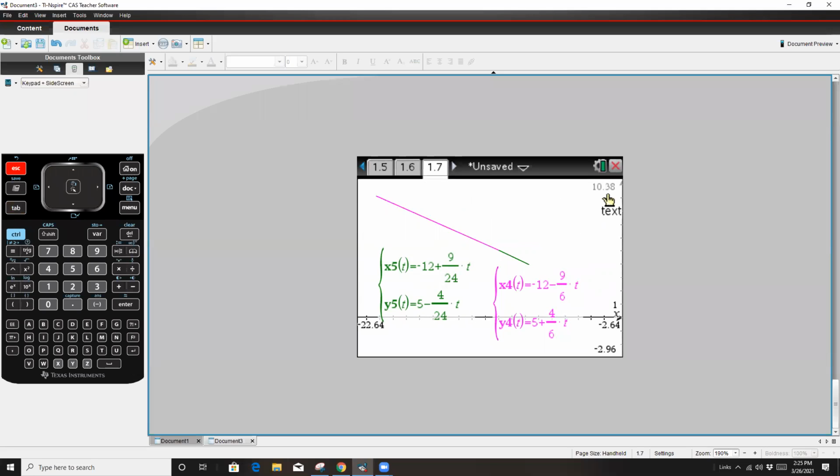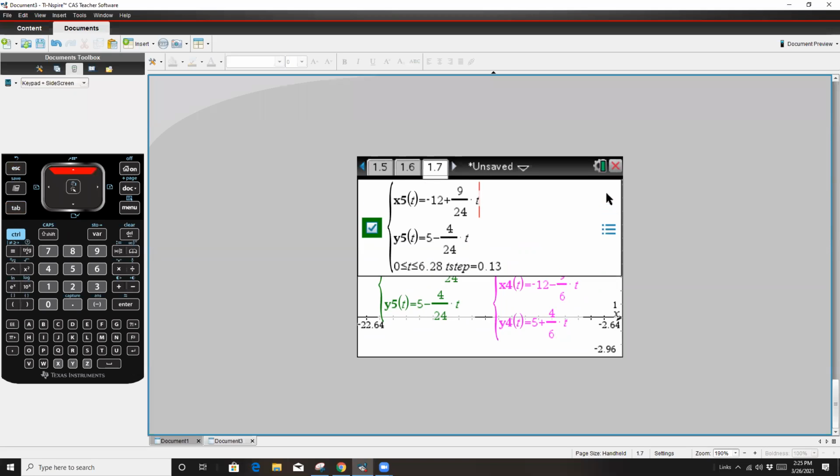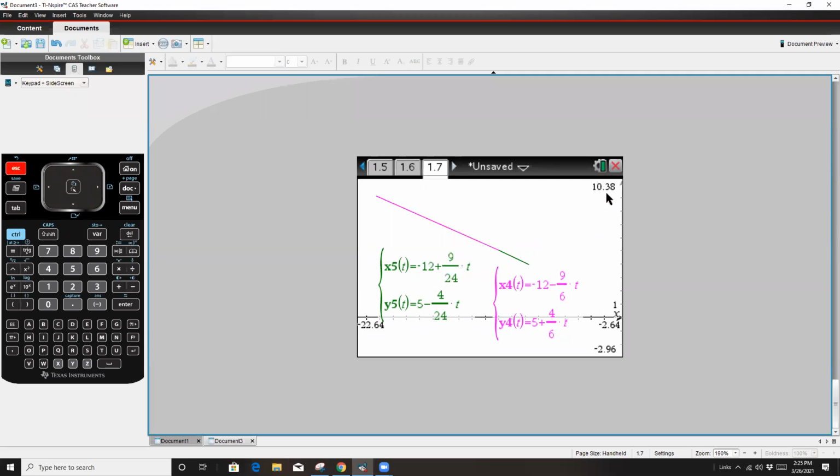So the purple one is clearly faster, moving at a faster speed because it travels the longer distance in the same amount of time. So a great way to compare speed is just to graph two parametric equations over the same length of time, like we did here, 0 to 6.28, and see which one moves farther. All right, that's all you gotta do for that.